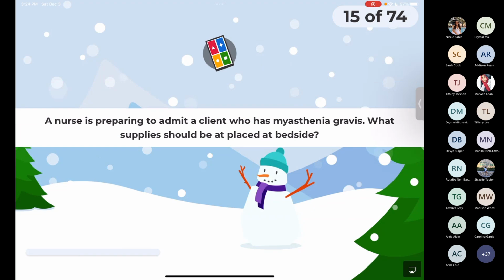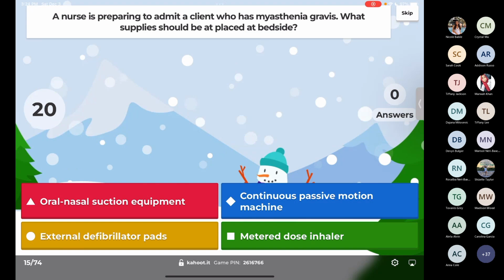A nurse is preparing to admit a client who has myasthenia gravis. What supplies should I have at bedside?